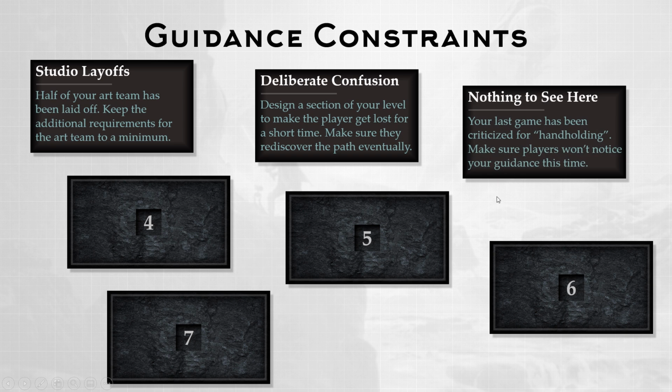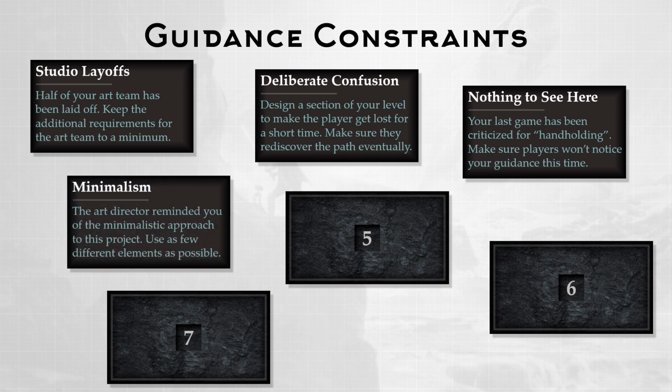The third constraint is nothing to see here. The last game of your studio has been criticized for excessive hand-holding. Make sure the players won't notice your player guidance this time. So try to be subtle. Number 4, minimalism. The art director reminded you of the minimalistic approach of this project. Try to use as few different elements as possible. This is all about figuring out which elements have the most impact just by themselves.